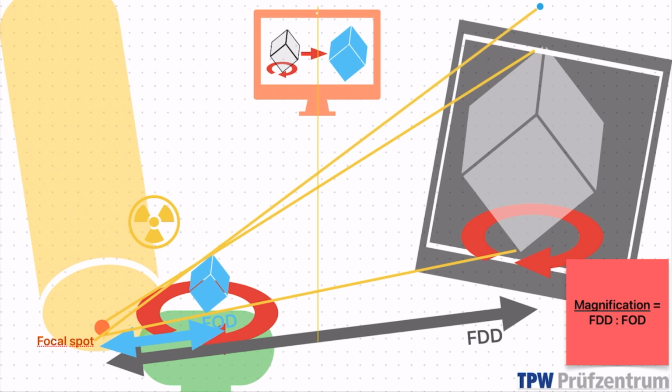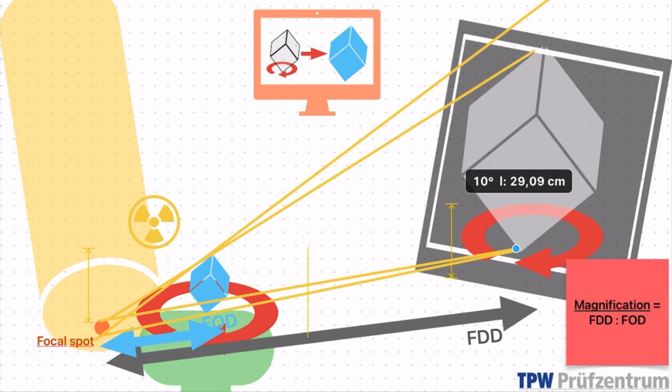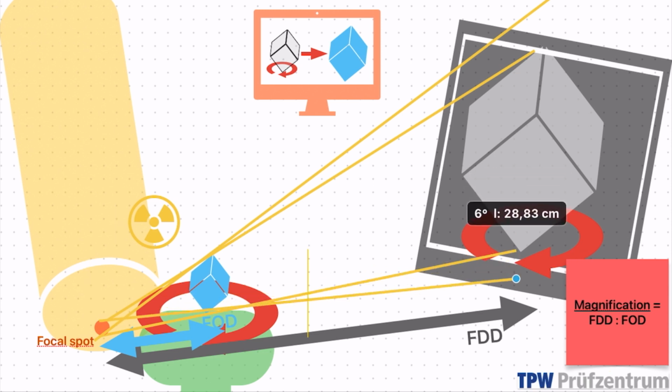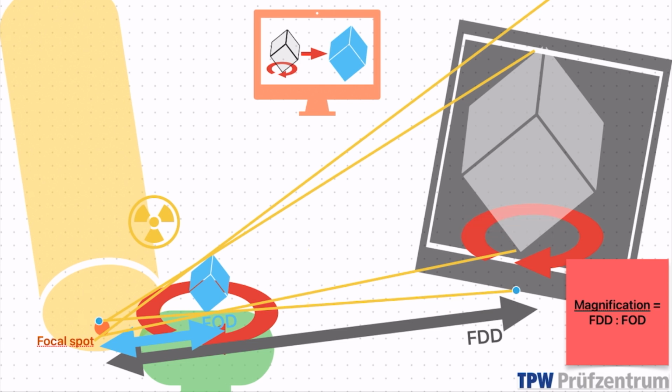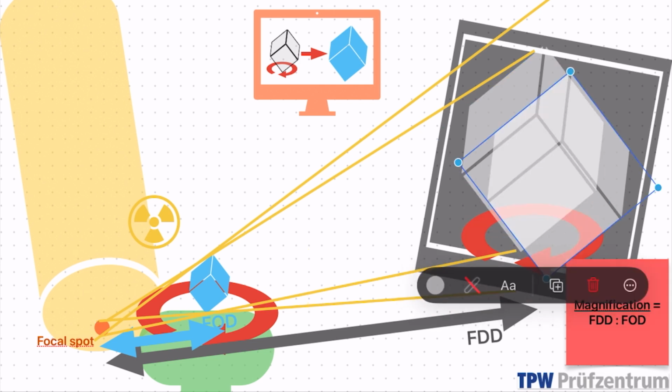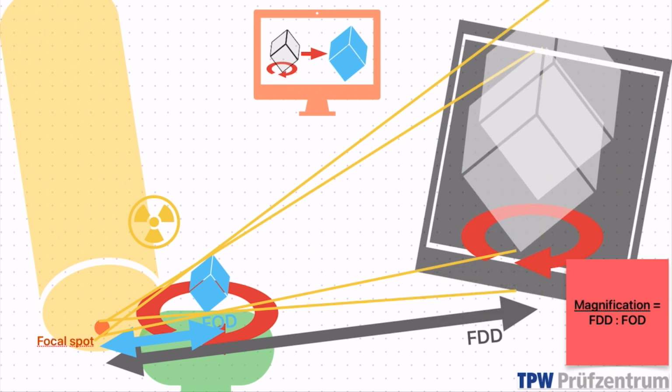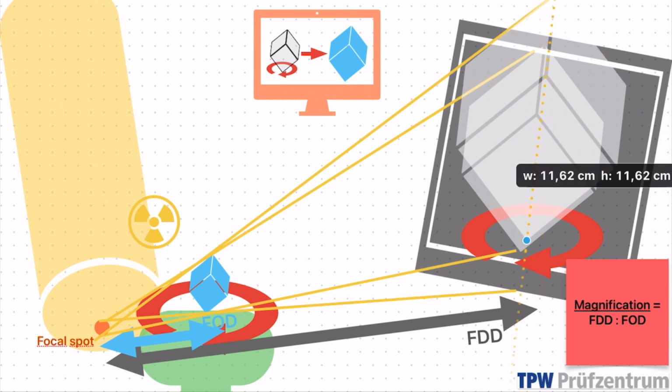As you can see, at high magnification, the unsharpness that is caused just by the size of the focal spot has a much more severe effect, has a much higher effect. So the image will be projected even more blurred onto the detector than it was the case at a lower magnification.